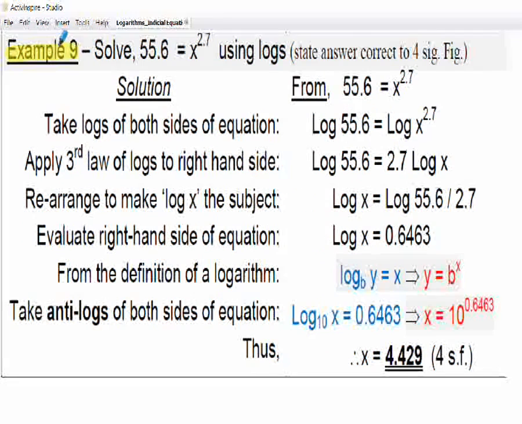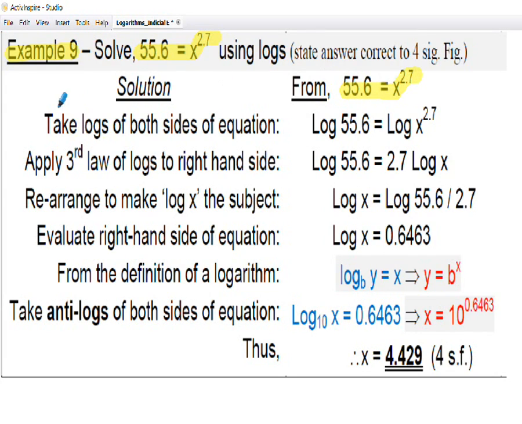Okay, example 9 here. Slightly different question to the previous examples. We're asked to solve 55.6 is equal to x to the power of 2.7. So in this question we're not trying to find the index, we know it's 2.7, we're trying to find the number x that's raised to that index. So 55.6 is equal to x to the 2.7.